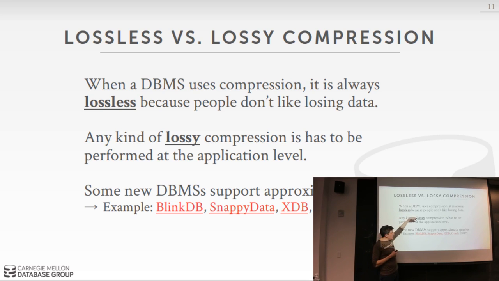Now, you can do lossy compression in a database system, but this always has to be driven by the application developer. An example would be, say I'm collecting sensor data for the temperature in this room, and I'm reading every second. So every single second I have a new row in my table for what the temperature was. A year from now, I may not care at a 1 second granularity what the exact temperature was at 3:36 p.m. Maybe I want to put it into buckets of 10 seconds and just take the average of them.